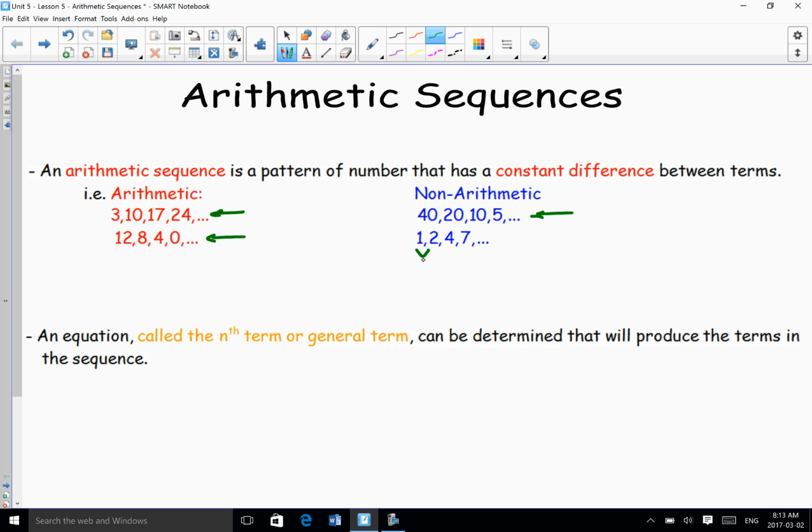And this one follows a pattern. It goes up by 1, and then up by 2, and then up by 3. So it is increasing, adding each time, but the difference isn't constant. It's constantly changing, in fact. So those would be considered non-arithmetic sequences.